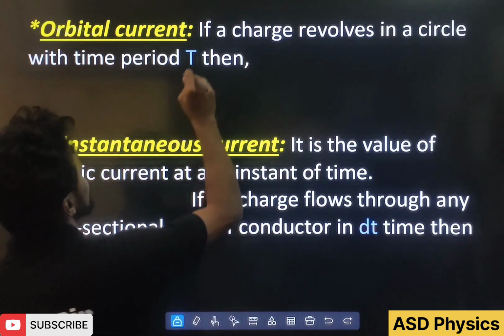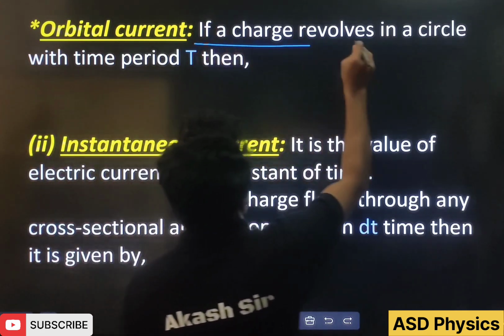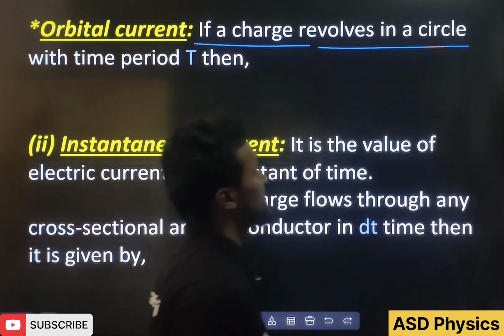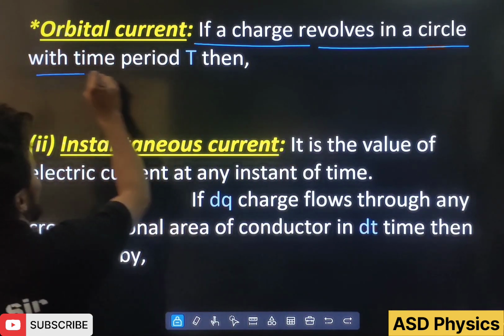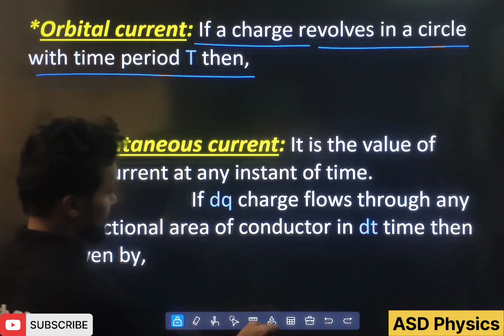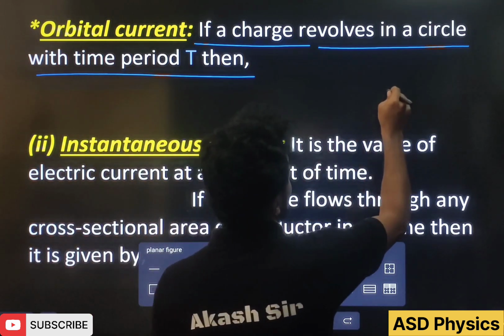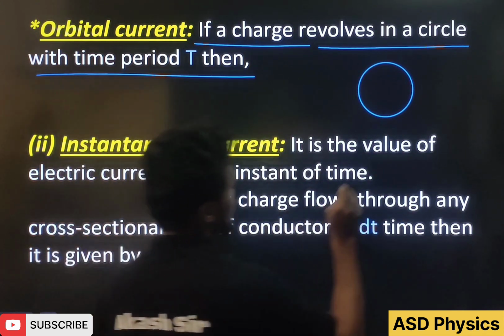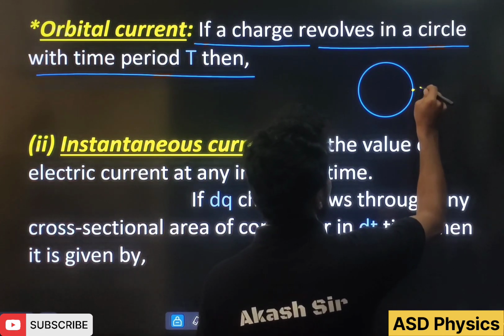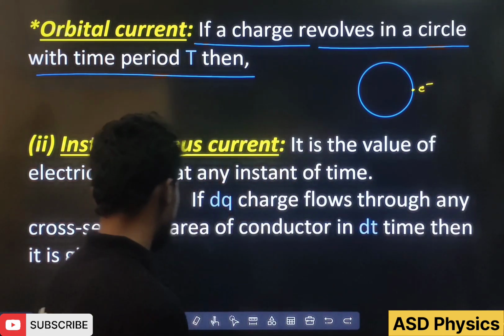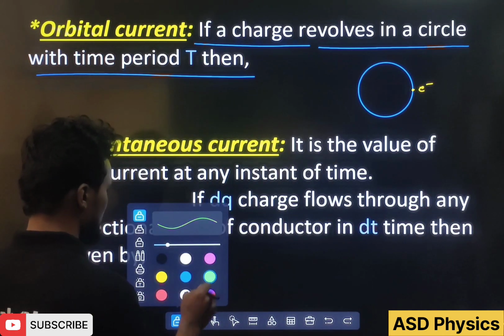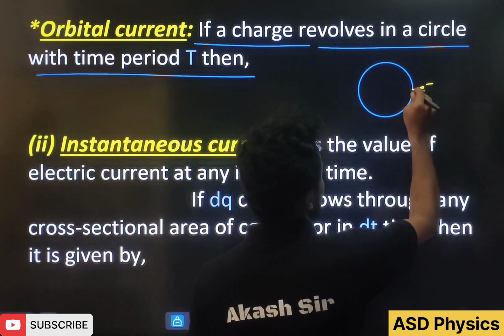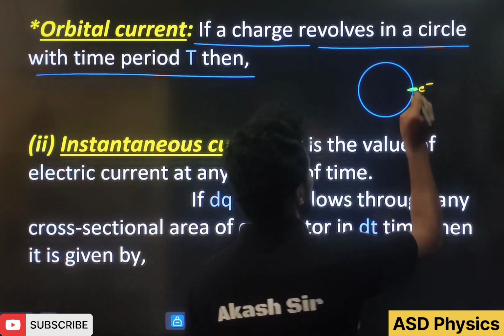So see here, what is this? If charge revolves in a circle with a time period capital T, then this is the orbital current. Here I have taken one circle, and here some electron is there. Now this electron is revolving. So what I will take here? I will take one very small hypothetical cross-sectional area.